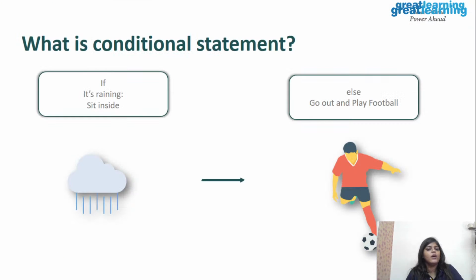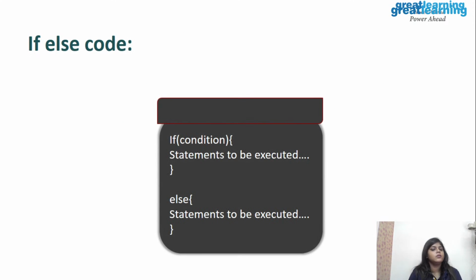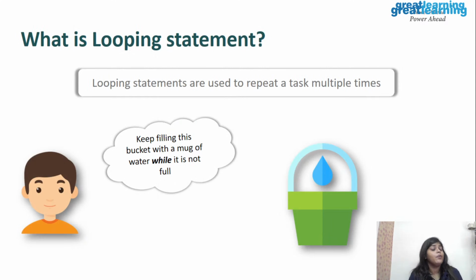Yes, so I think there is no other doubt in the case of conditional statements. Let's move further, right? We have already talked about if-else code. Now we are going to talk about what a looping statement is. Looping statements are used to repeat a task multiple times. So what kind of task can we repeat? Suppose I said, keep filling this bucket with a mug of water while it is not full. You have a bucket and a mug, and you keep filling the bucket until it is full.